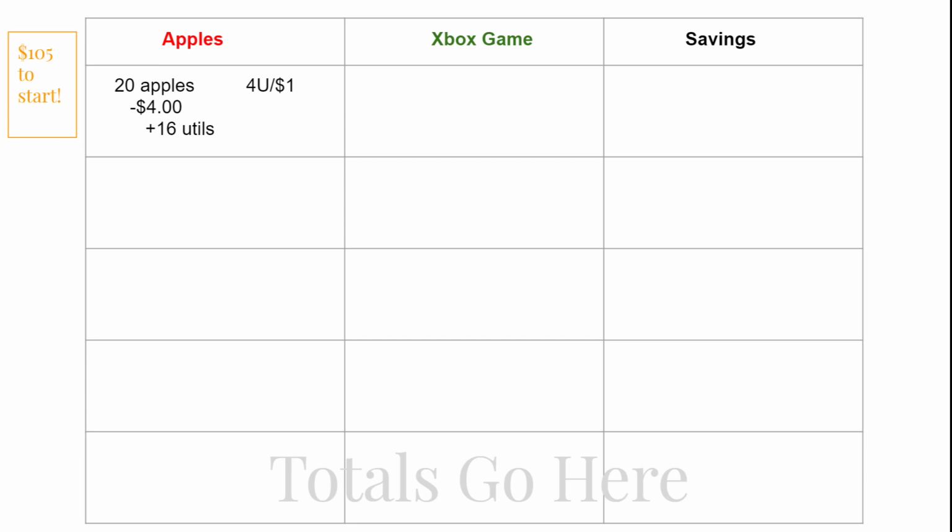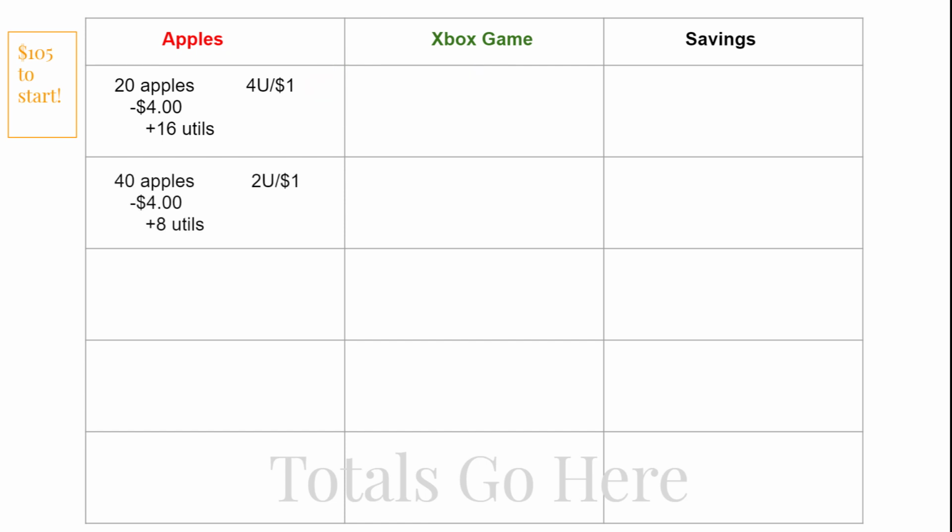The most important piece of data in this block, and all the other ones, is what you see in the upper right-hand corner of that block. It is the ratio of utils to $1. And specifically in this case, it's 4 utils for every $1 we spend on that first round of apples. If you only put one thing in this block in your own problems, that's the thing that you're going to need. Moving on to the second block.